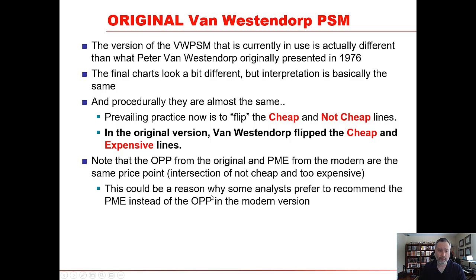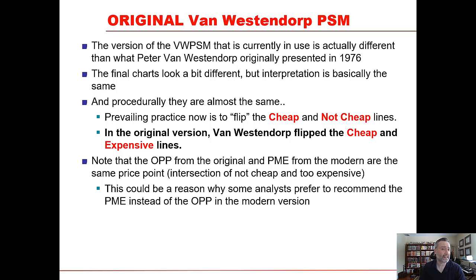As I just said, and this will probably make more sense as we go through the example, the prevailing practice now with the modern version is to flip the cheap and not cheap lines. Whereas in the original version, Van Westendorp flipped the cheap and expensive lines. So you're not getting the same 4 points of intersection, but you are getting 4 points of intersection.